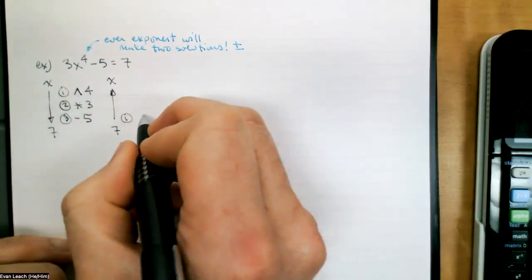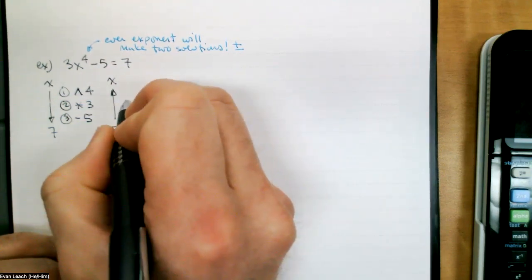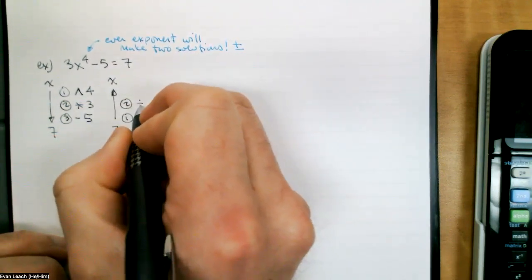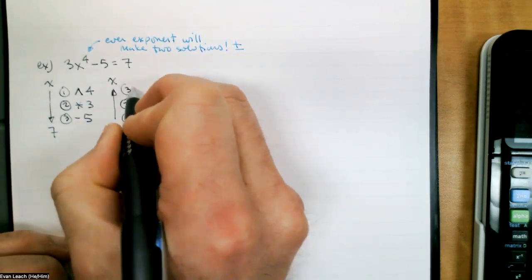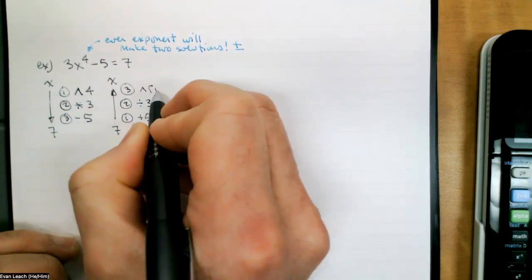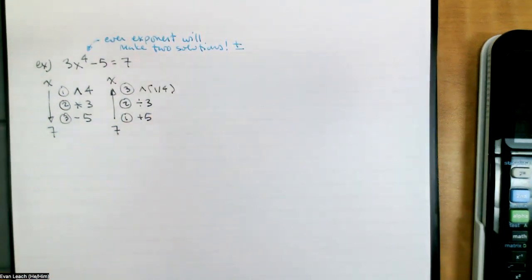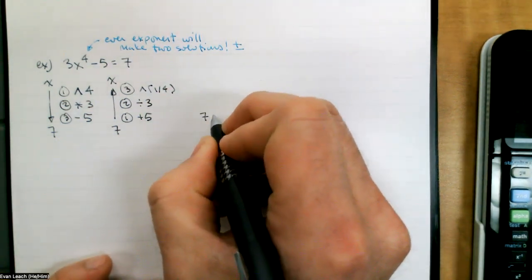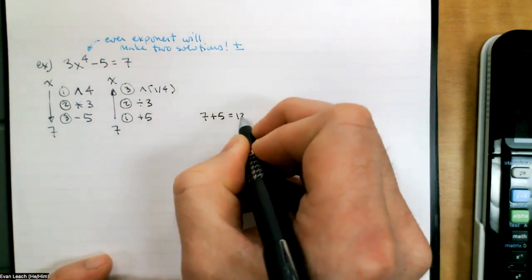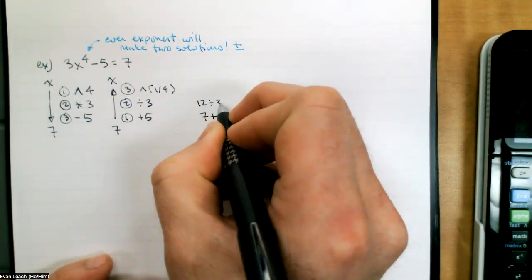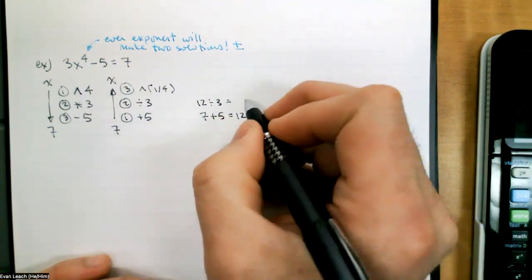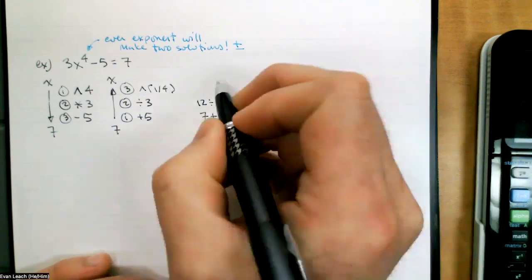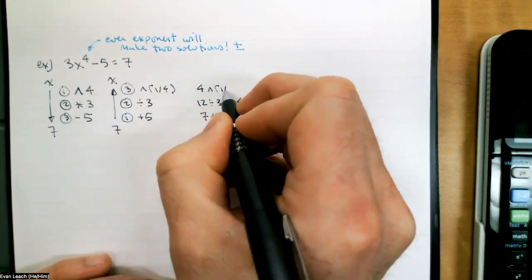First, we're going to undo minus 5 with plus 5. Second, we're going to undo a times 3 with divided by 3. And third, we're going to undo a 4th power with a 1/4 power, or a 4th root. That's where the two solutions are going to show up, not until the very end. So, lucky us. We'll start off with 7. The first thing is we add 5. 7 and 5 is 12. 12 divided by 3 is 4, and I need to take the 4 and raise that to the 1/4 power.